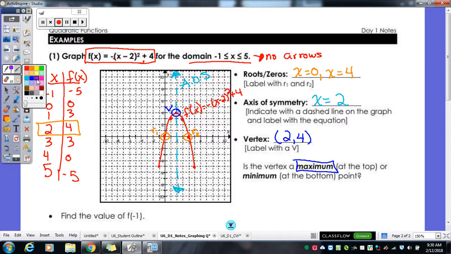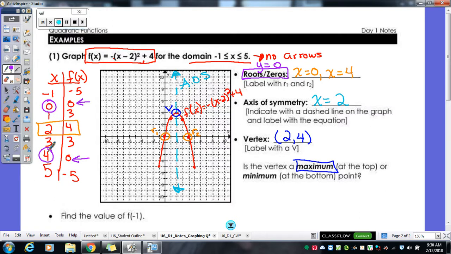So before we get to the next question, I want to go over a couple of things with your table. Your table is extremely helpful to help you find these pieces of information. For example, your roots and zeros are when your y values are 0. So if you look at your table, there's your 2 roots, 0 and 4. Whenever your y is a 0, that is also a root. So you can get those values from your table as well.